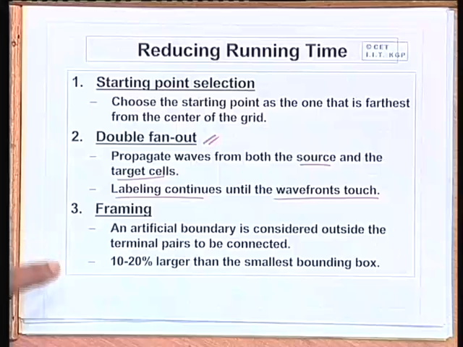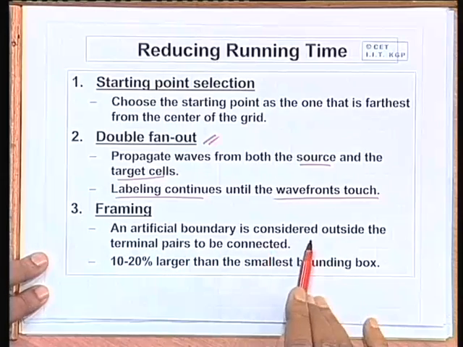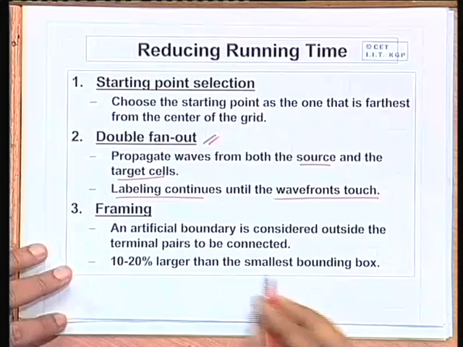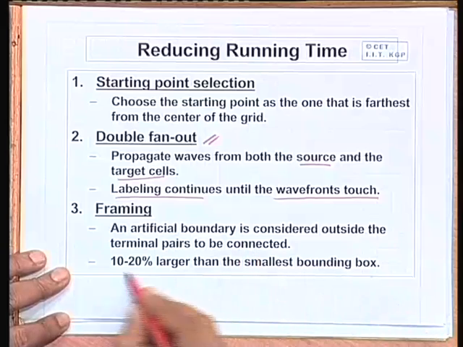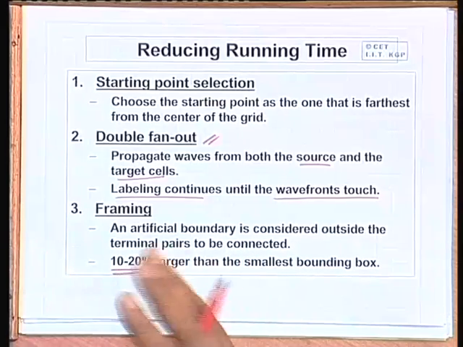This is called framing. An artificial boundary is considered outside the terminal pair to be connected, and you can have some figure 10 to 20% larger than that. You will not label cells which are beyond that. So by using these heuristics you can improve the running time of Lee's algorithm. But in this case you may not find a solution, obviously. But if you do not find a solution, you can expand that imaginary box and you can rerun it.